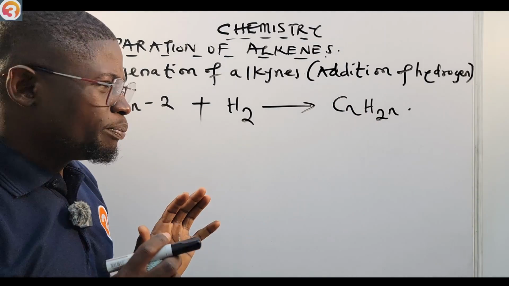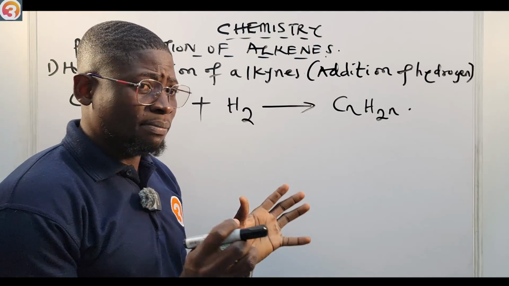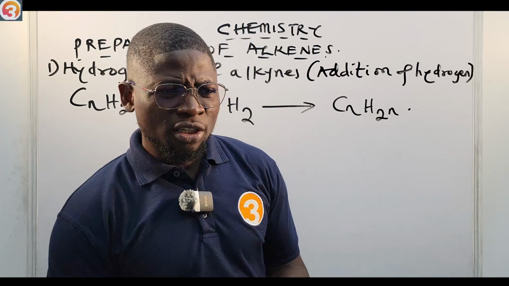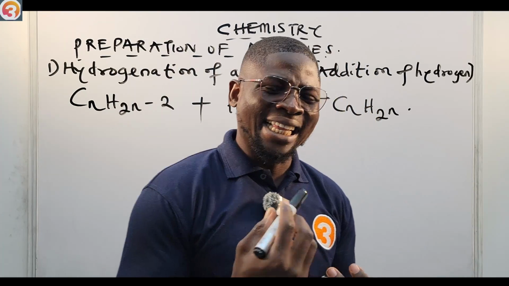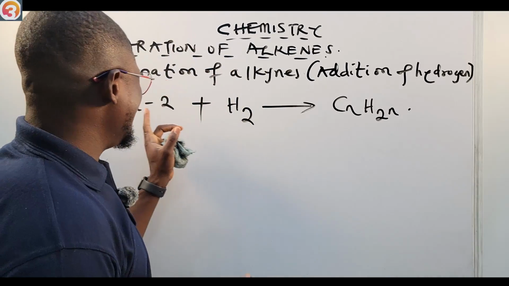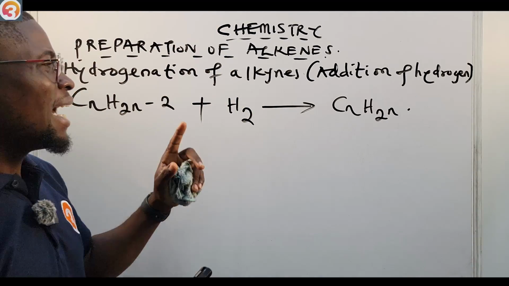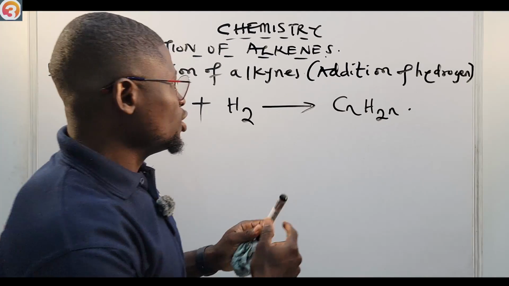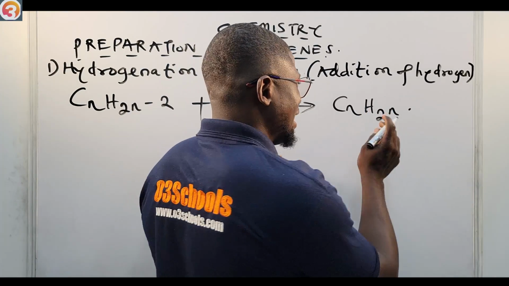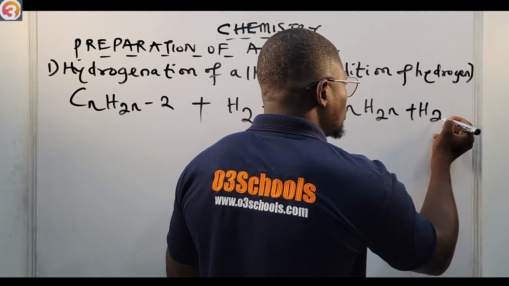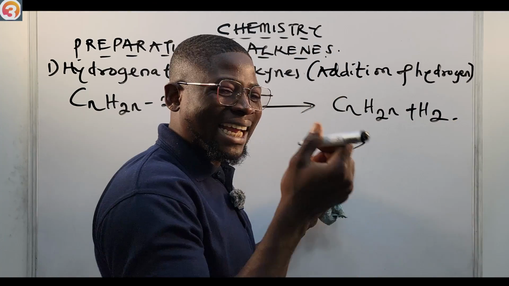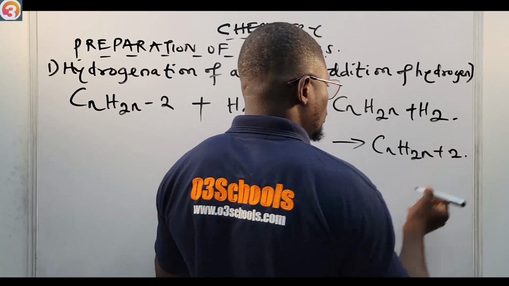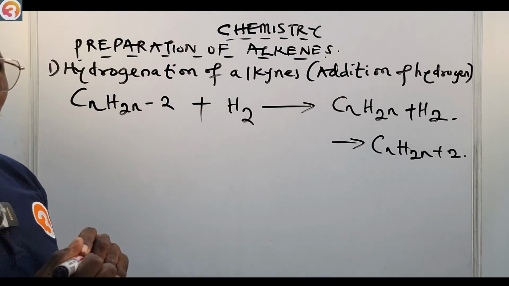Also, this is related, but not on this topic, but it's good that you take note of it. Once you hydrogenate an alkene now, what you have is an alkane. So that means that if you hydrogenate this alkene plus H2, what I'm going to have is an alkane. I'm going to have CnH₂n plus 2. So please take note of that.